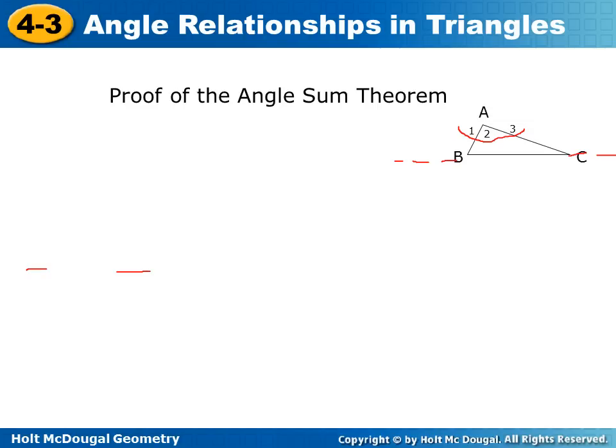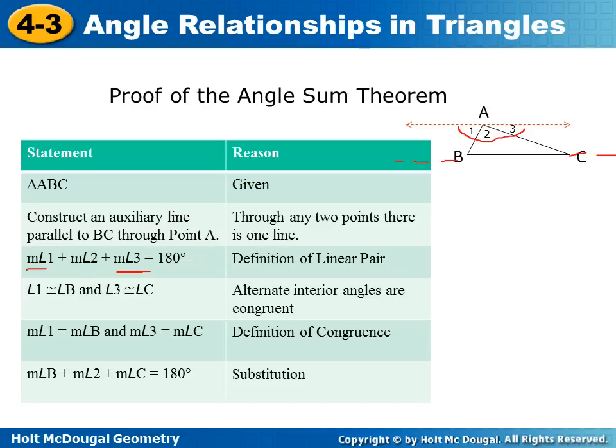Here we have triangle ABC, and we've drawn an auxiliary line parallel to BC through A. Here's our triangle angle sum theorem. For triangle ABC, given: we have a triangle and it's labeled ABC. We want to construct an auxiliary line parallel to BC through point A. The reason that we can do that is because through any 2 points there is one line.